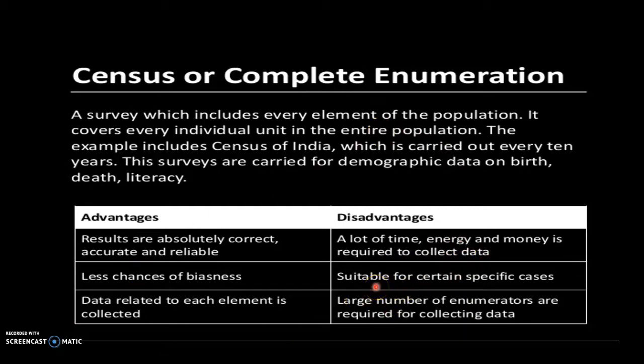The next one, suitable for certain specific cases. This census is suitable for certain specific cases. Then a large number of enumerators are required for collecting data. So this data collection is a time consuming process, energy consuming process, and money consuming process, and it requires a large number of enumerators for the collection of data.